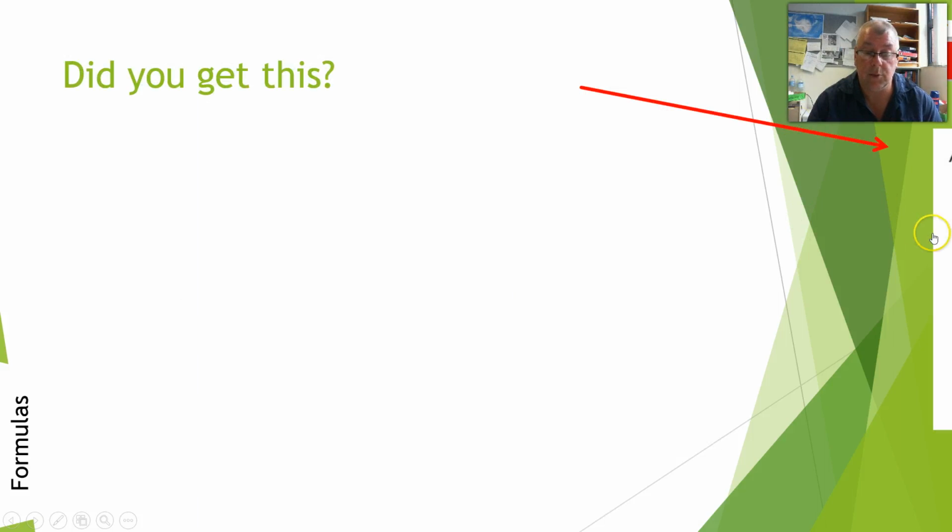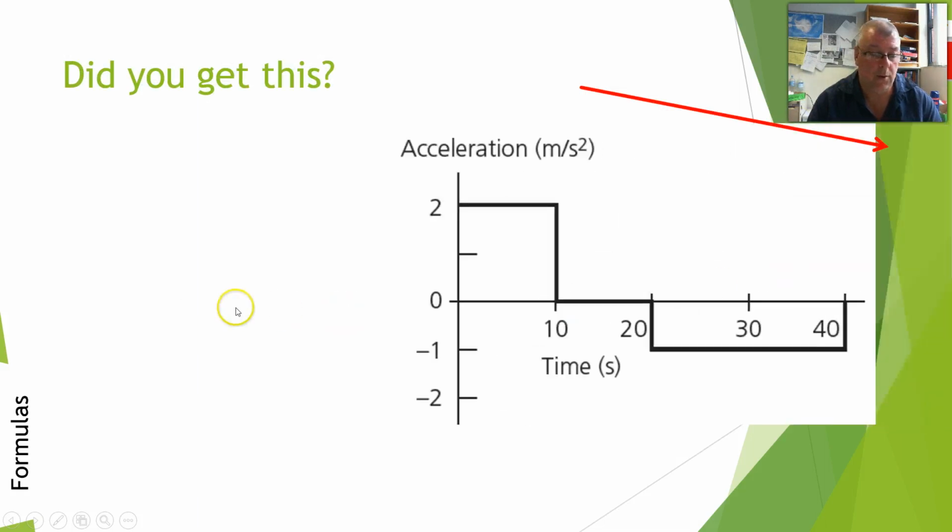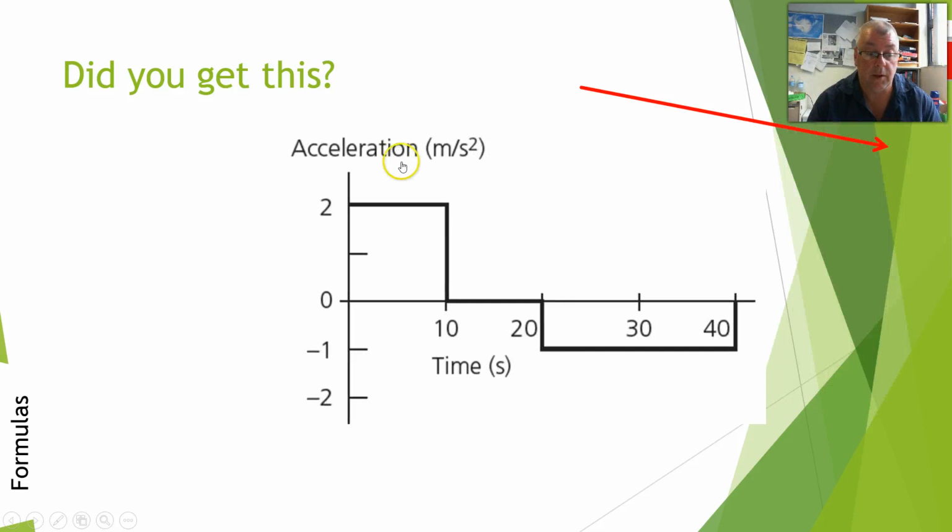What does it actually look like? Here we go, that arrow is pointing to this. It should look like that. So you had a period of positive acceleration, then a period of no acceleration, still travelling at a constant velocity though, and then a period of negative acceleration or deceleration.